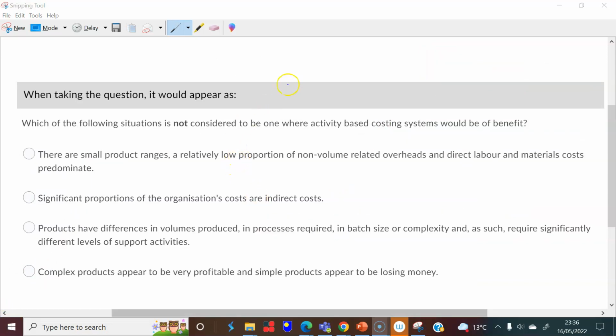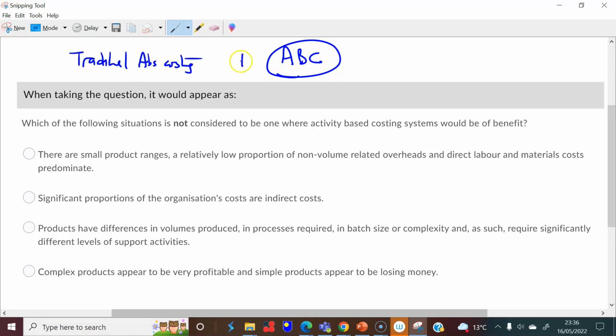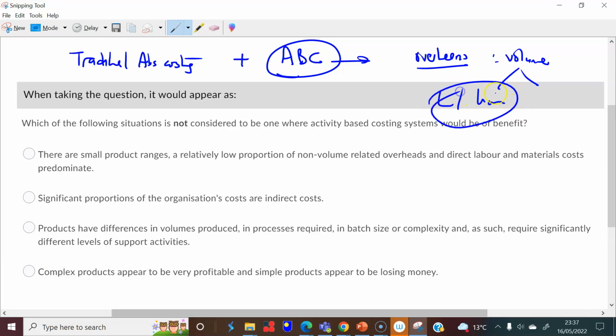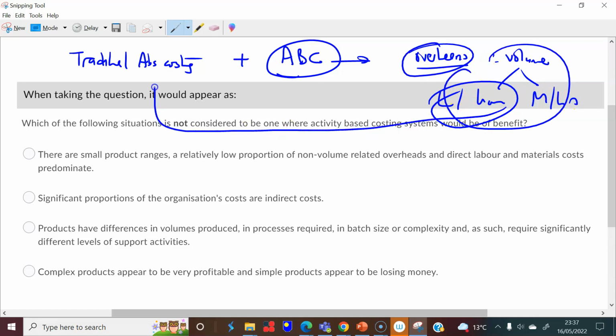Okay, right. So here, what they're really asking us is, when would activity-based costing be beneficial? Now remember, the difference between traditional absorption costing and the ABC is that the ABC is saying that, listen, you have these overheads that are not really driven by volume. See, the thing about volume is that with volume, we associate labor hours with volume. We say that the more labor hours you have, or the more machine hours you have, the more overheads you have. This is traditional absorption costing.